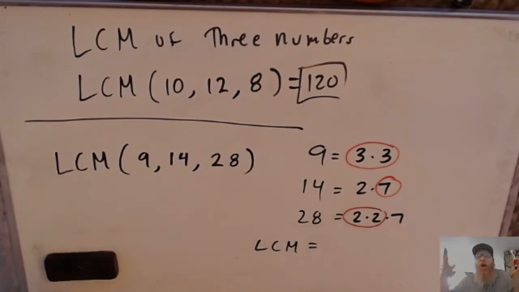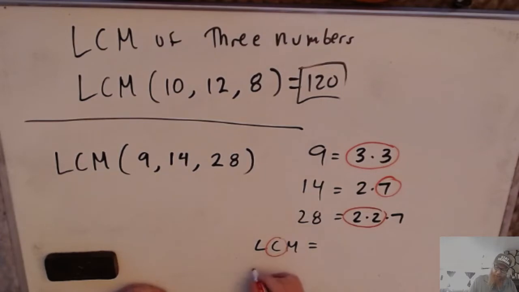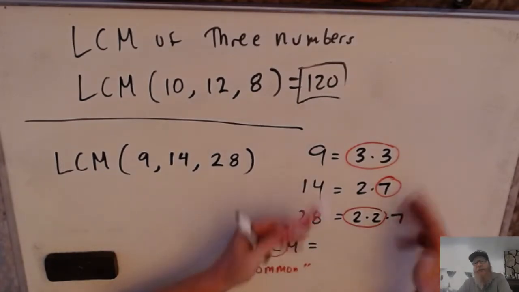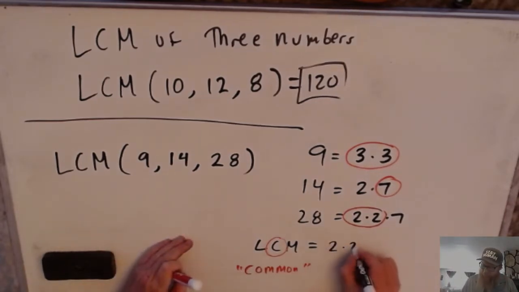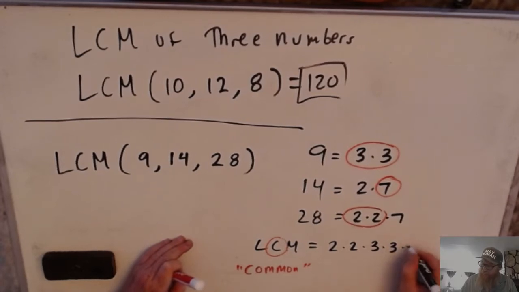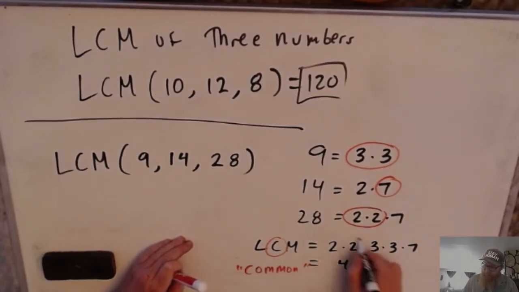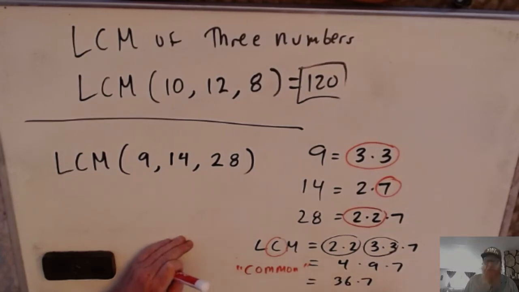So it's the least common. I focus on the word common and I don't focus too much on the word least. Your answer ends up being the least, but when you're calculating it, I don't like to let the word least throw you off. So it's 2 times 2 times 3 times 3 times 7. That's 4 times 9 times 7. 36 times 7. So this one is 252.